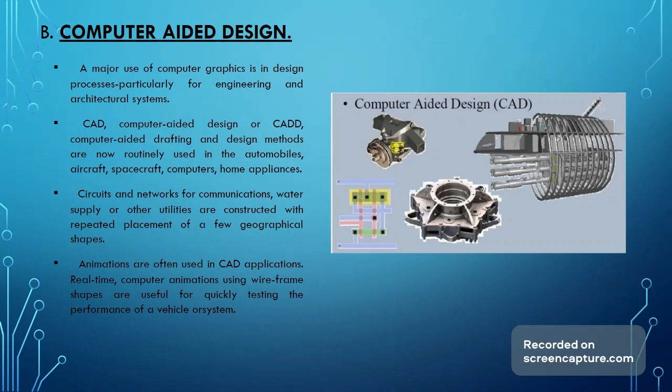The next application is computer-aided design. A major use of computer graphics is in design processes, particularly for engineering and architectural systems. Computer-aided design is also known as CAD, or computer-aided drafting and design, known as CADD. It is now routinely used in the design of automobiles, aircraft, spacecraft, computers, home appliances, and circuits and networks for communications. Water supply or other utilities are constructed with repeated placement of a few geometric shapes.